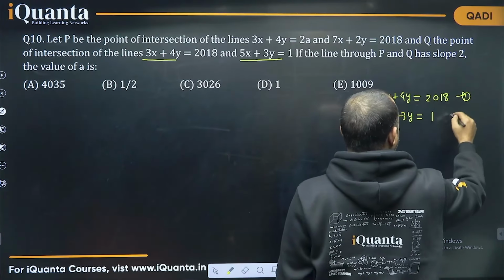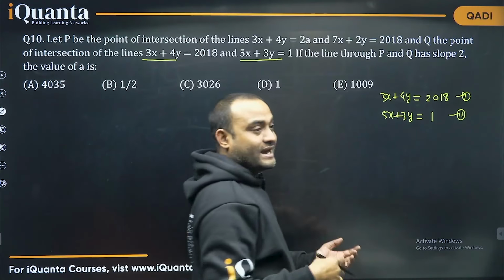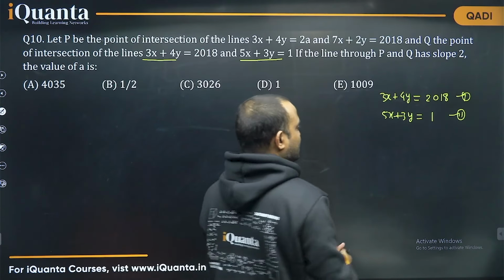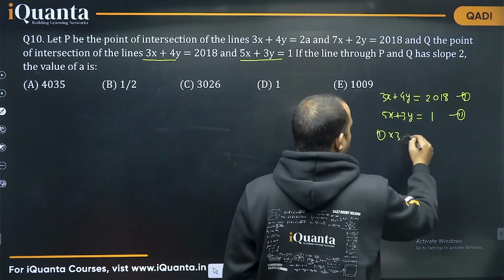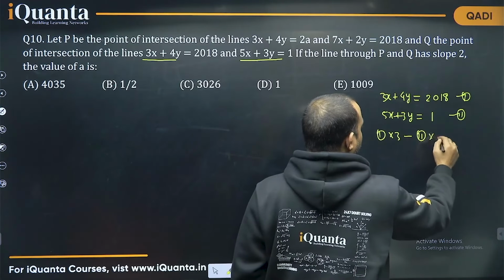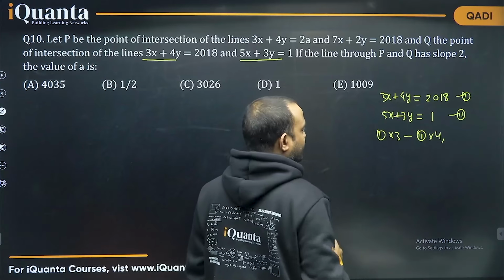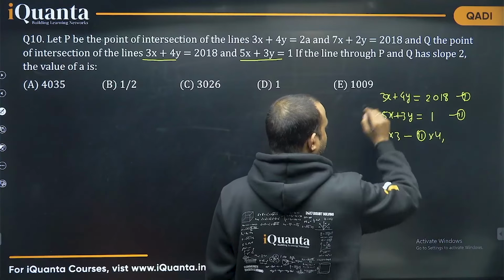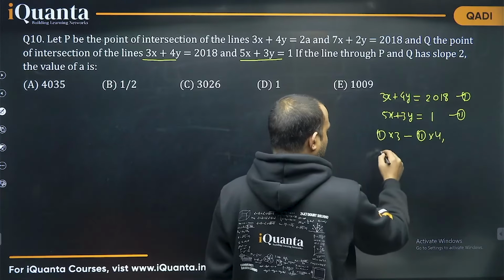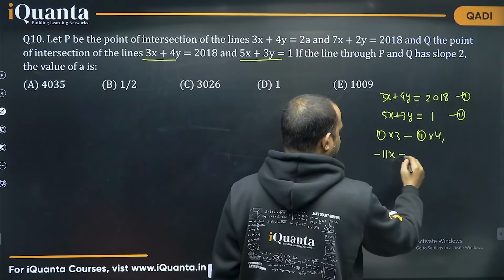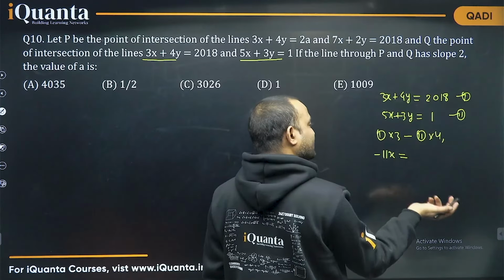This is equation 1, this is equation 2. Let's try to eliminate one of the variables. Let's try to eliminate y. So equation 1 into 3 minus equation 2 into 4. What are we getting here? 1 into 3, so this will become 9x, and this will become 20x. So minus 11x is equal to, y will be cancelled out.